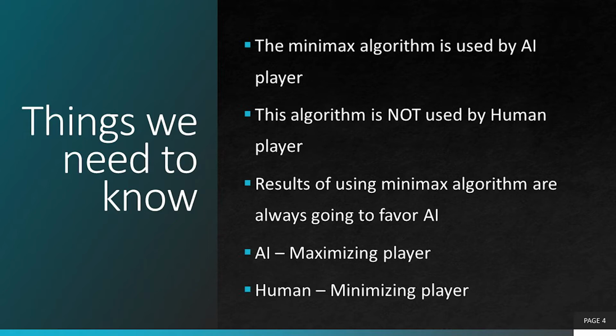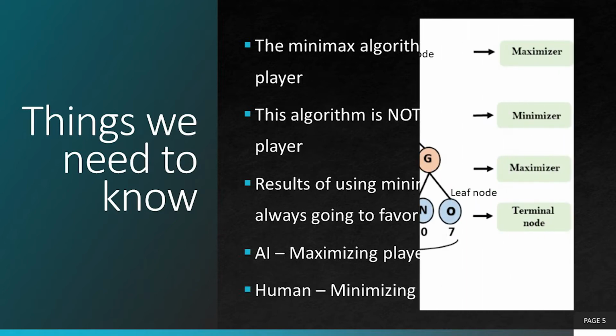AI, while running the Minimax algorithm, is called the maximizing player. That is because it wants the maximum possible result for itself. The human player, on the other hand, is called the minimizing player, as it wants the AI to lose, so it would want the minimum possible result.